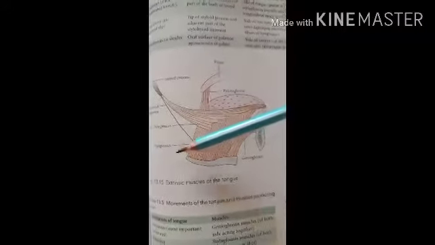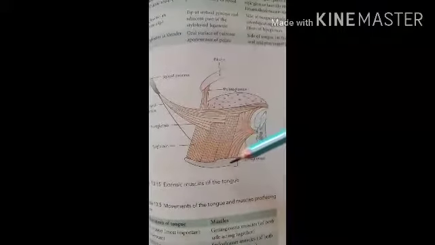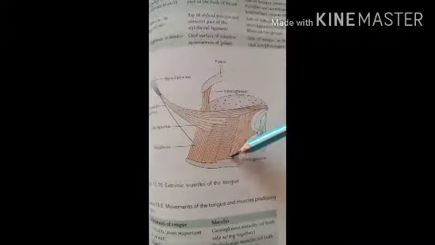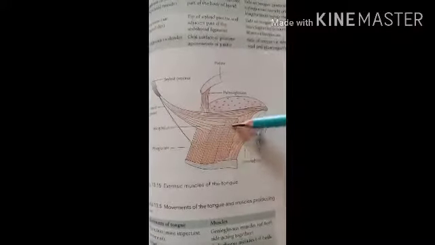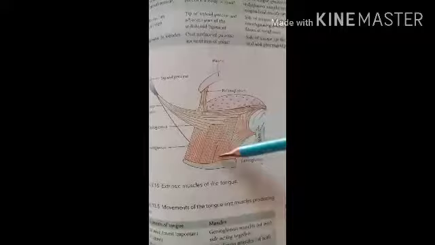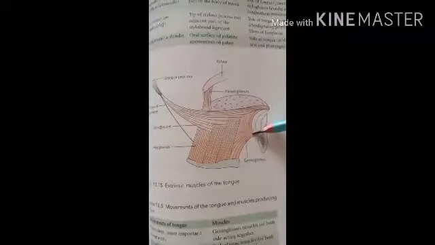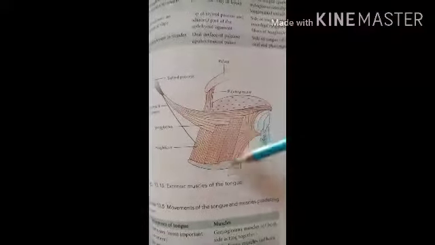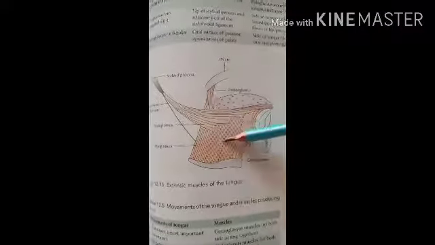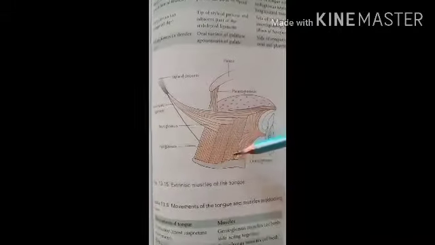Then the second one, the hyoglossus. The hyoglossus originates from the greater cornu and part of the body of the hyoid bone. Then it is inserted into the side of the tongue between the styloglossus laterally and the inferior longitudinal muscles medially. The function of the hyoglossus muscle is that it depresses the side of the tongue and makes the dorsal surface convex.